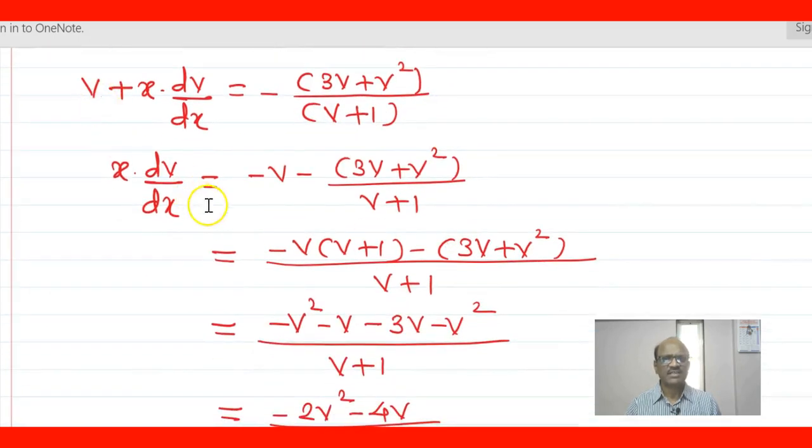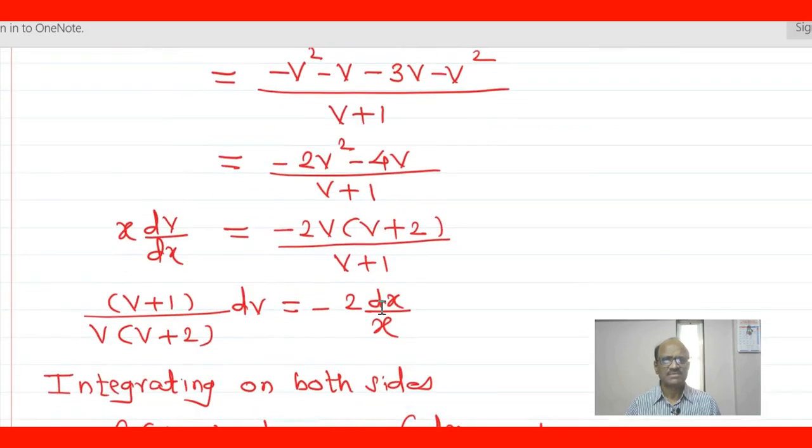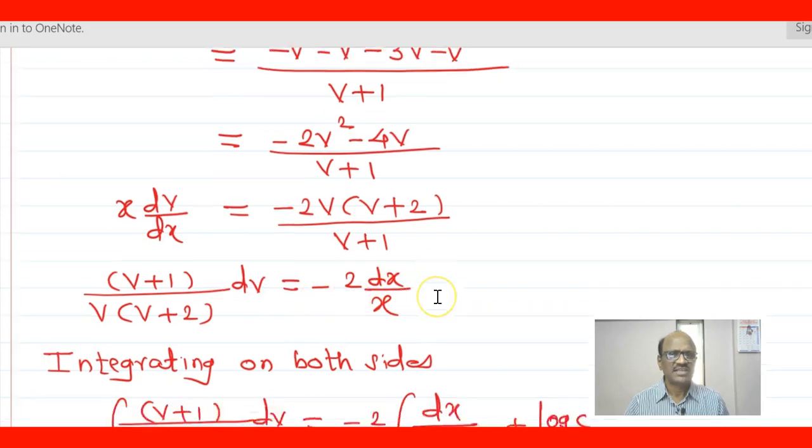Again the next step is minus v from the left hand side, that is minus v minus in bracket 3v plus v square upon v plus 1, and the simplification leads to these steps, that is x into dv by dx is equal to minus 2v in bracket v plus 2 upon v plus 1. Therefore, now use the variable separable method, that is (v plus 1) upon v in bracket (v plus 2) into dv equals minus 2 dx upon x.